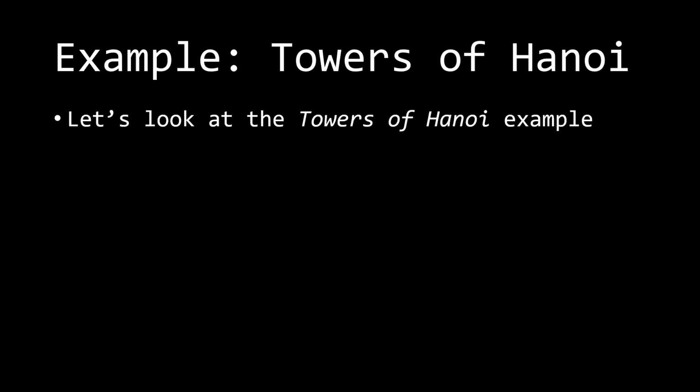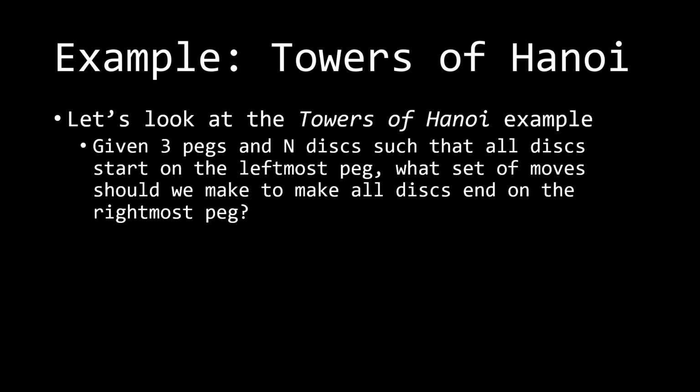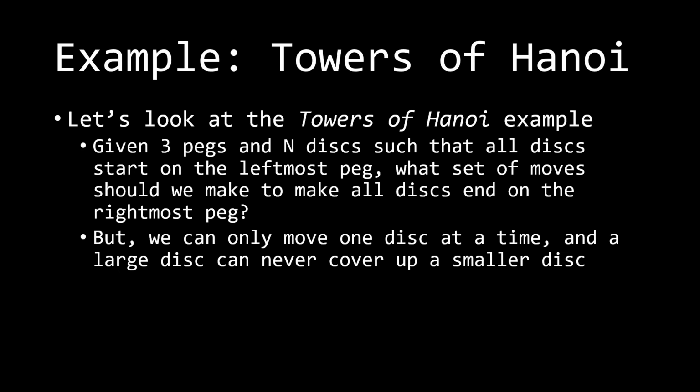The example that I'm going to be showing you today is something called the Towers of Hanoi. Let's look exactly at what the Towers of Hanoi example is, and let's see how this encapsulates the idea of recursion. The problem states: given three pegs and n disks such that all the disks start on the leftmost peg, what set of moves should we make to make all the disks end on the rightmost peg? One of the caveats to this problem is that we can only move one disk at a time, and a larger disk can never cover a smaller disk.